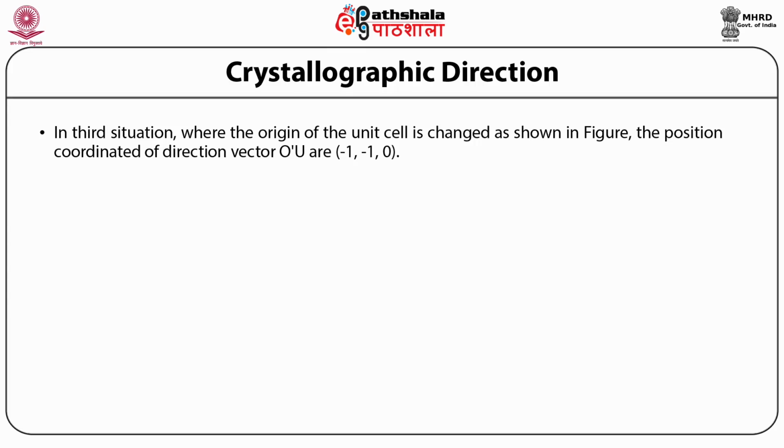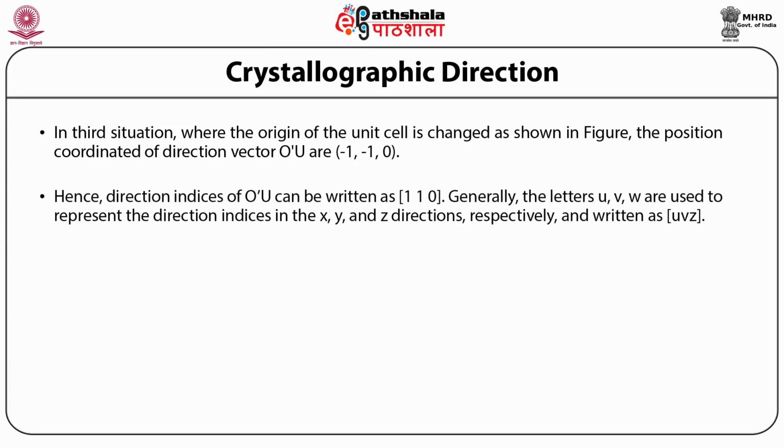The negative indices are represented by a bar over the index. Hence, the direction indices of O prime U can be written as square bracket, bar 1, bar 1, 0, square bracket close.